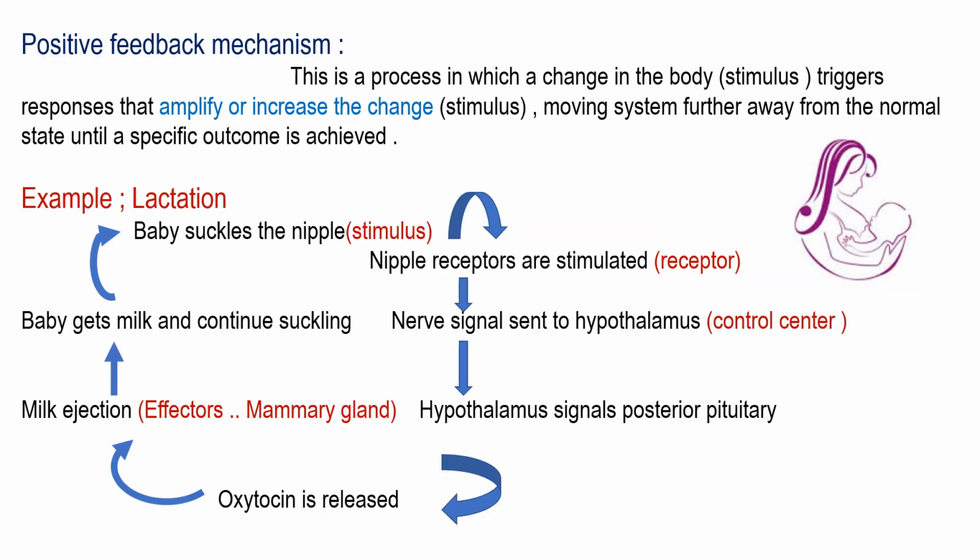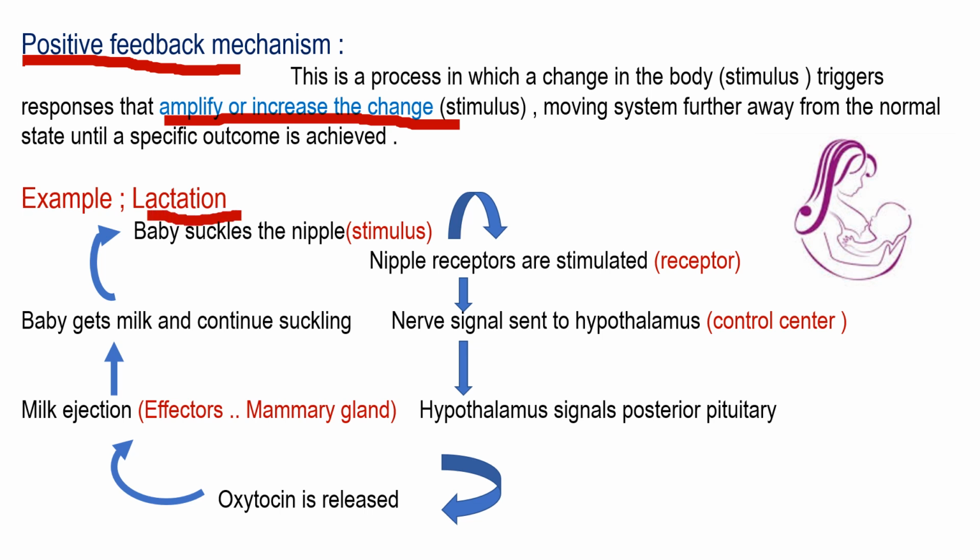Positive feedback mechanism. In contrast to the negative feedback mechanism that is reducing or reversing the change or stimulus, this mechanism helps in maintaining homeostasis by amplifying or increasing the change or stimulus. I will explain by example how amplifying or increasing the change is crucial for maintaining homeostasis. So the first example is lactation, that is breastfeeding.